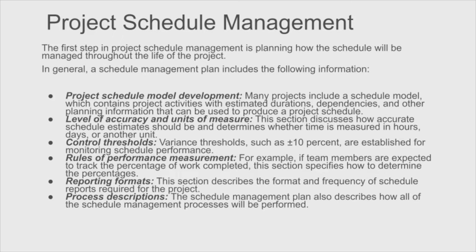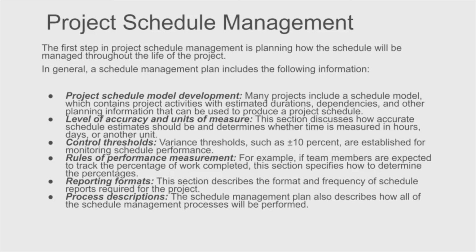This section discusses how accurate schedule estimates should be and determines whether time is measured in hours, days, or some other convenient unit. We're also looking at control thresholds, which include things like the variance. How far does something have to go off schedule for us to say, oh, this is a problem? Things like plus or minus X percent, 10% as I've used here, are usually put in place. So if something goes off by 10%, or if it's gone over by a certain number of days, then it requires a schedule change.